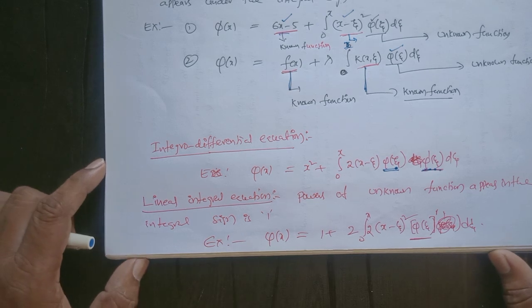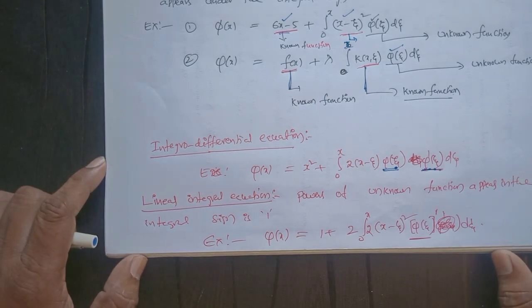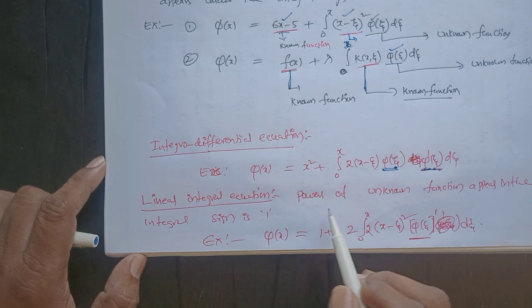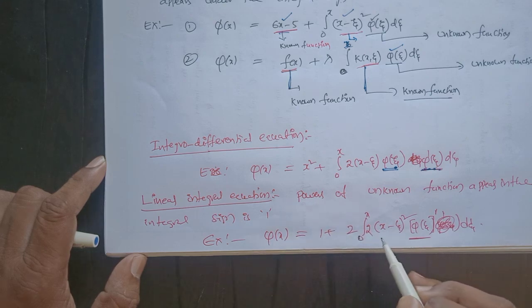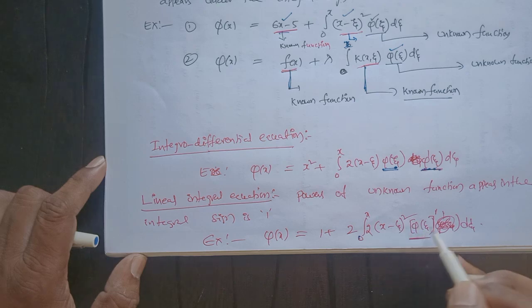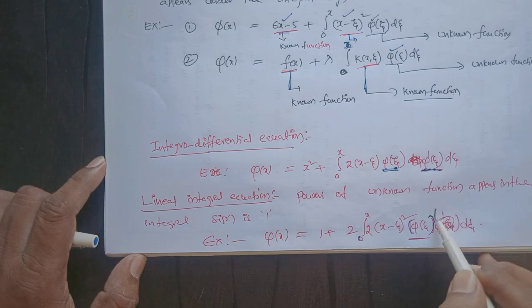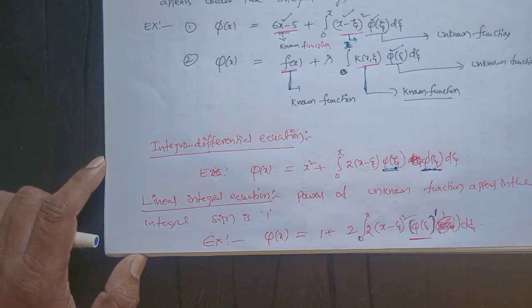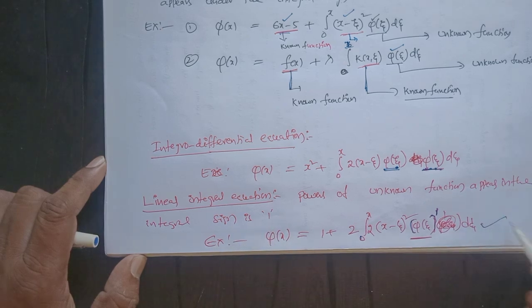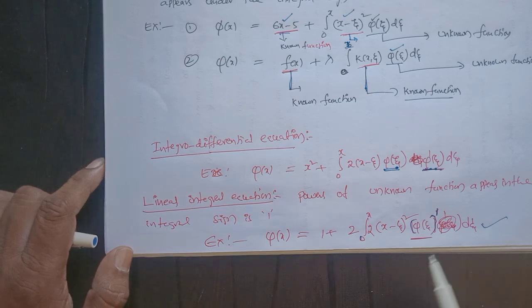Next one is the linear integral equation. See first this example, phi of x is equal to 1 plus 2 times the integral 0 to x of 2 times (x minus xi) whole square into phi of xi. The power of the unknown function phi of xi is 1. So when the power of the unknown function under the integral sign is 1, that integral equation is called a linear integral equation.